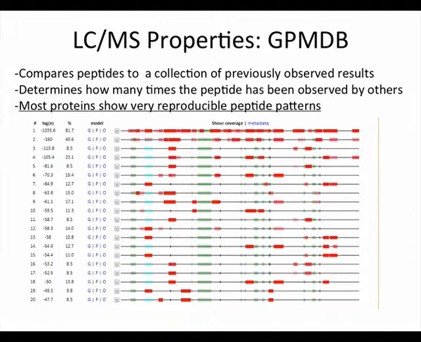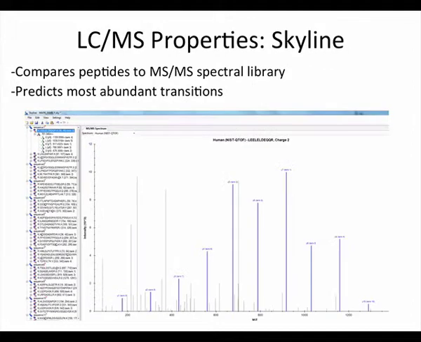You can also use a thing called GPMDB. Has David talked about this at all? Okay, he loves it. You can put your peptide in, and then it shows you. The more red it is, the more frequently it's been seen. If it's green, that means it's probably not going to show up. So this is a good check to make sure that you're going to pick the right peptide, because most proteins show up in very reproducible patterns.